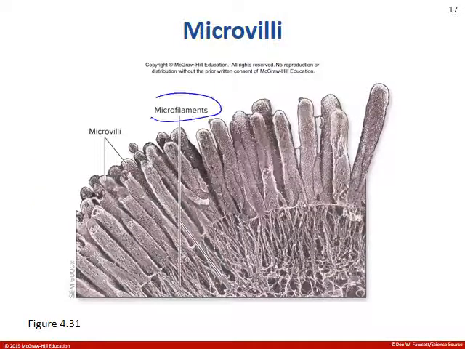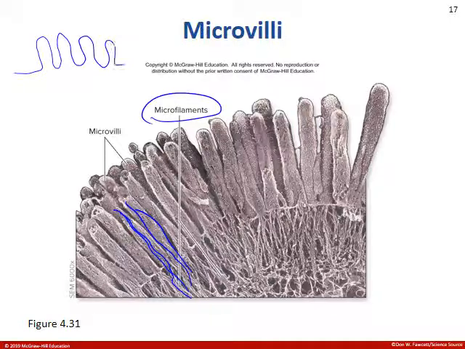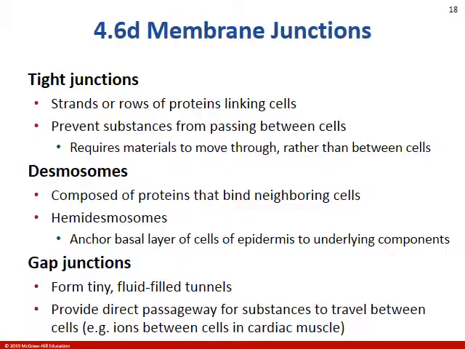You can see in this image here the microfilaments are what is actually driving the projection of the plasma membrane. Remember, microvilli are just loops in the plasma membrane. So how are those loops created? Well, basically we have microfilaments that are pushing in a specific direction on the plasma membrane and creating these extensions.